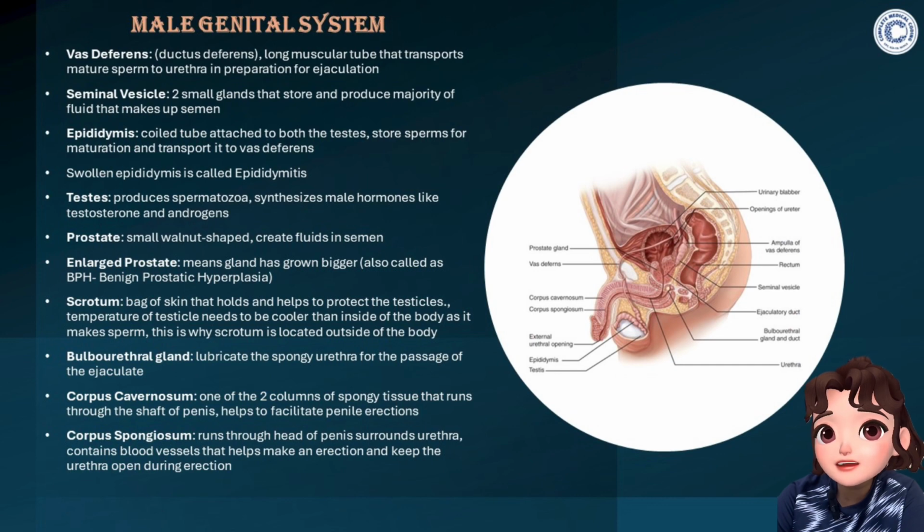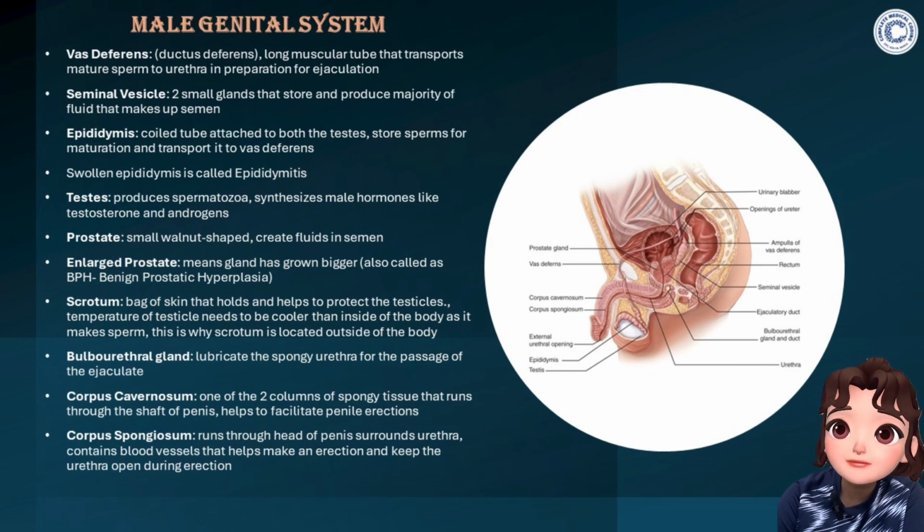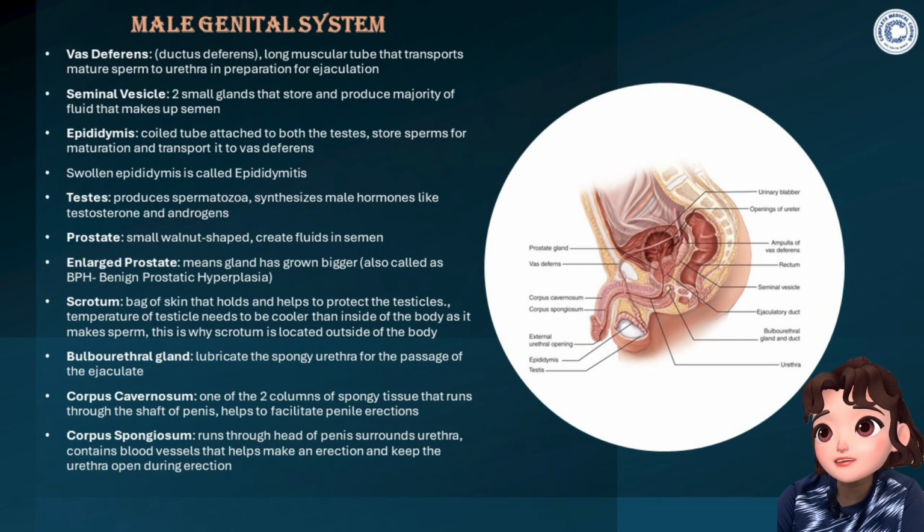Now another two important terms, corpus cavernosum and corpus spongiosum. What is corpus cavernosum? It's one of the two columns of spongy tissue that runs through the shaft of penis. It helps to facilitate penile erections. Corpus spongiosum, it runs through head of the penis and it surrounds the urethra. It contains blood vessels that help make an erection and keep the urethra open during erection. So these are the two important columns of penis. These are the main important parts of male genital system.